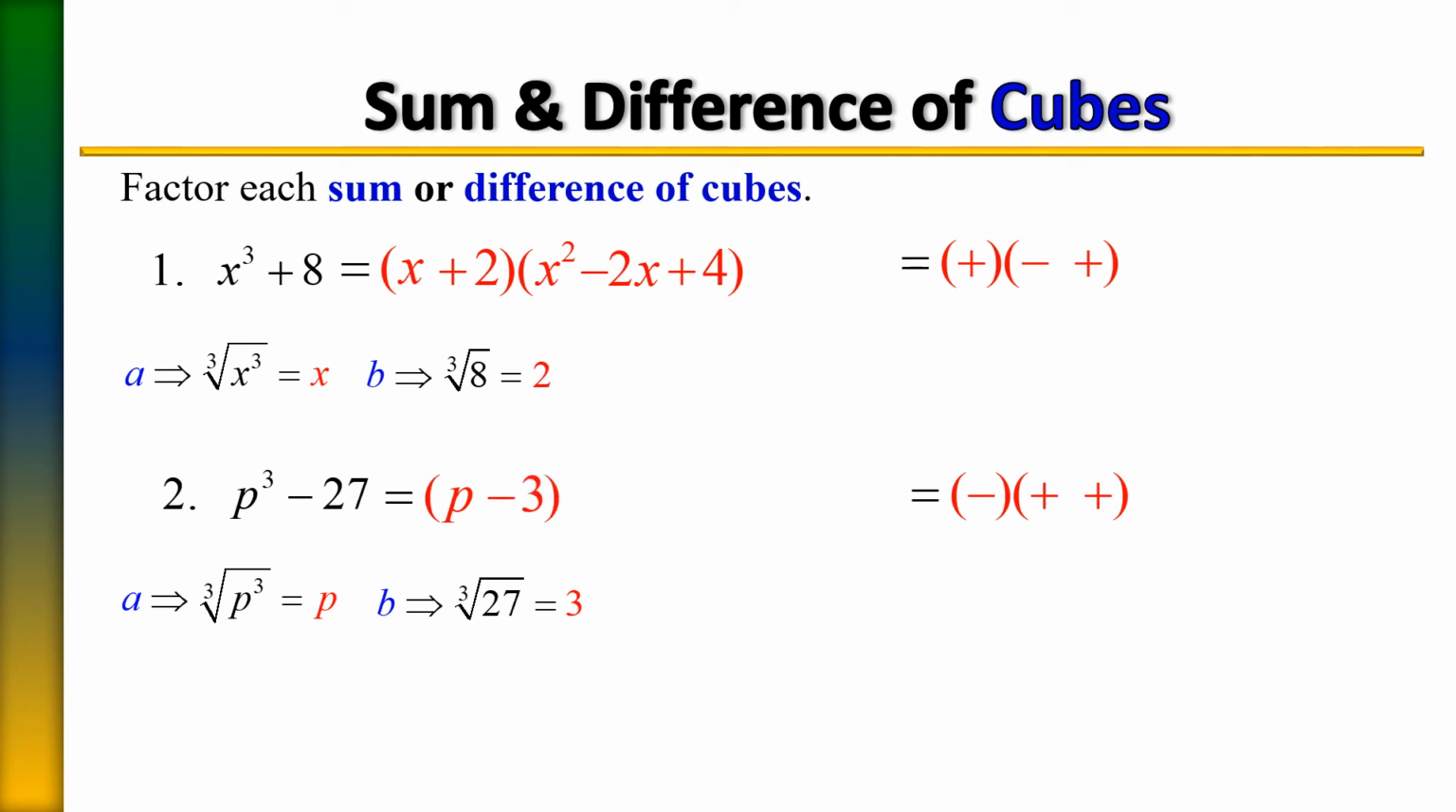Next, I want to do A squared. If A is p and we square that, we have p squared. Next, multiplying A and B together, that's going to give us 3p. Next, square B. If B is 3 and we square that, we get 9. And there you have it. We have just factored a sum and difference of cubes.